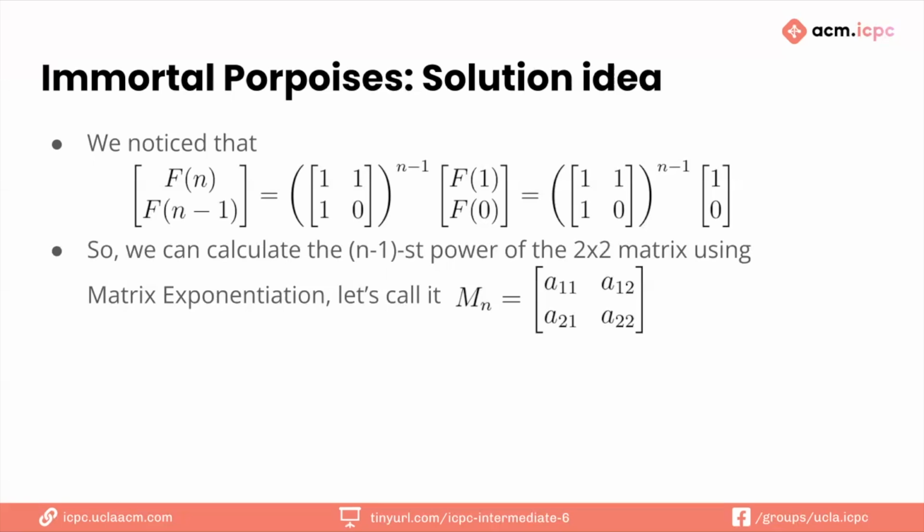So in our solution idea, we can calculate the n minus first power of this 2 by 2 recurrence matrix using fast matrix exponentiation. So imagine we get matrix Mn with the following set of entries. It's going to be a 2 by 2 matrix after the exponentiation. Can someone tell me what would be the output of our program? So we are trying to find the number Fn. So which, let's say, entry should I print out here? One of these 4 as the result of my problem.